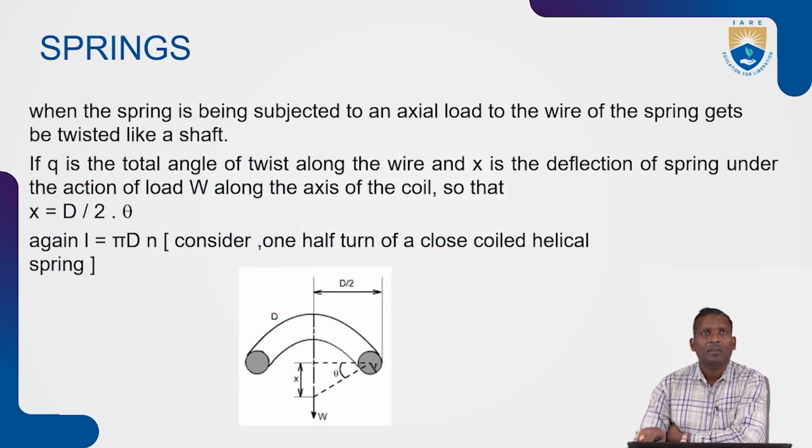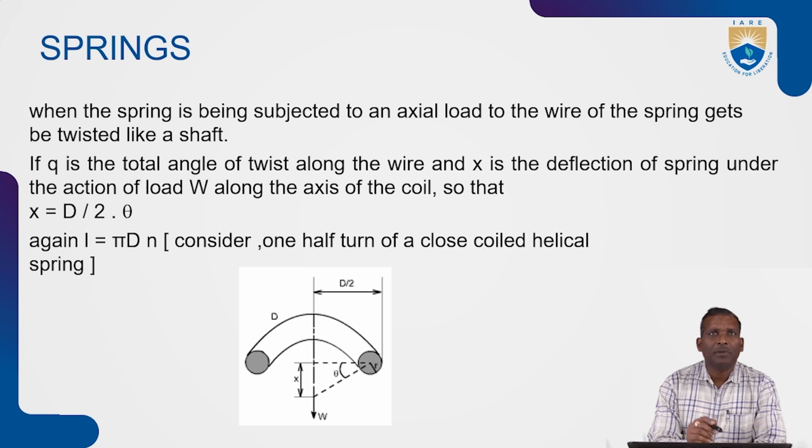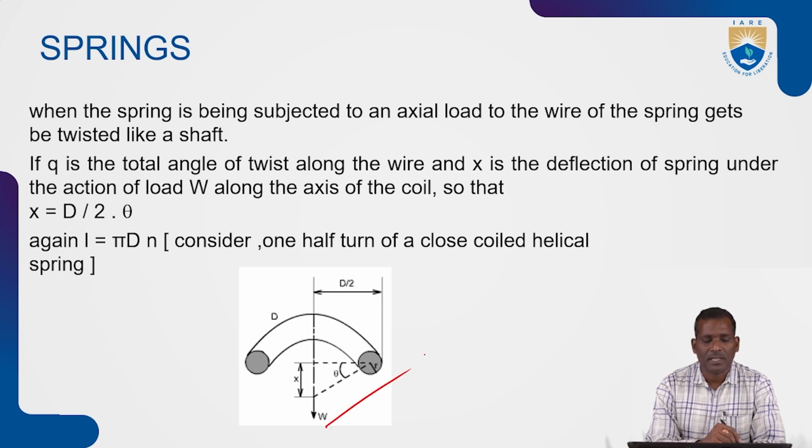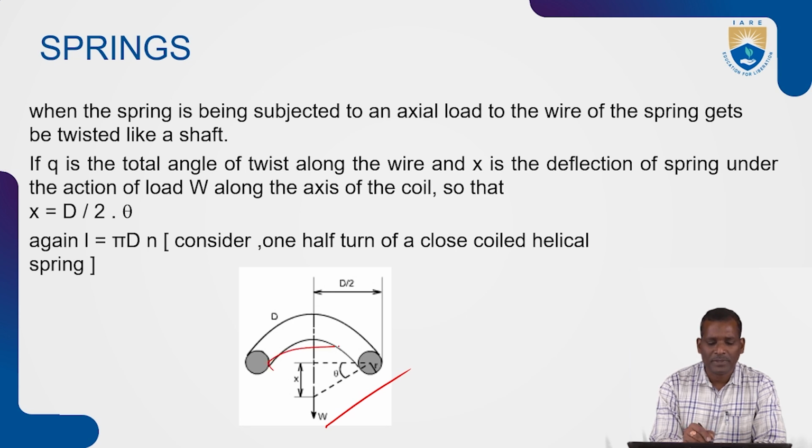Now, when the spring is subjected to an axial load, the wire of the spring gets twisted like a shaft. See, in this diagram shown, whenever the spring is subjected to axial load, the wire of the spring gets twisted like this.